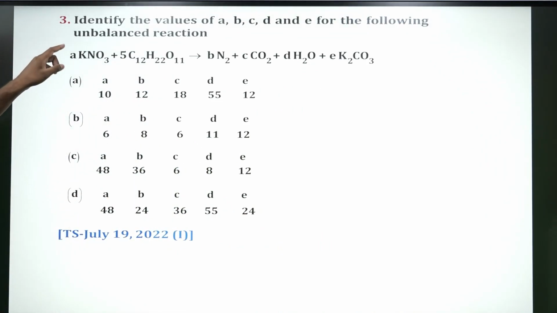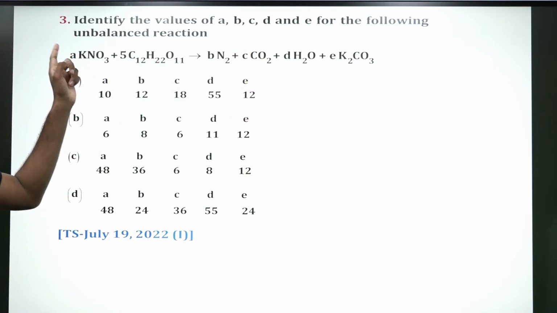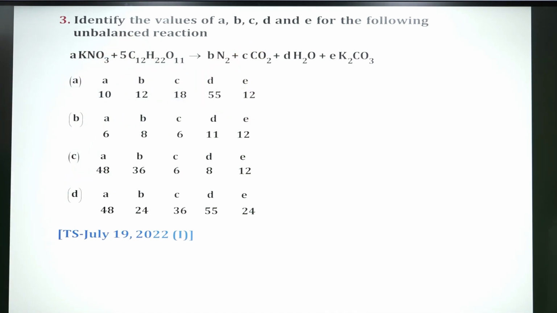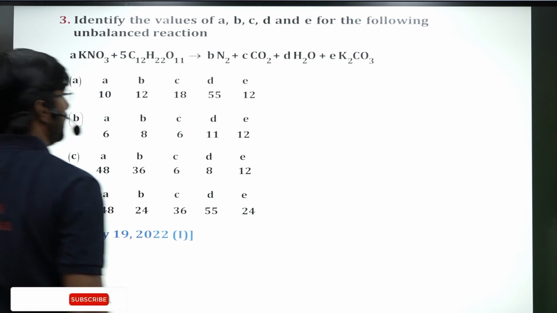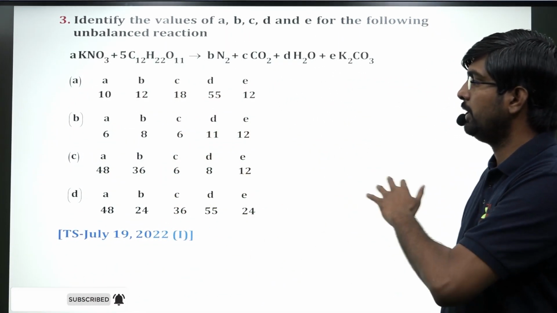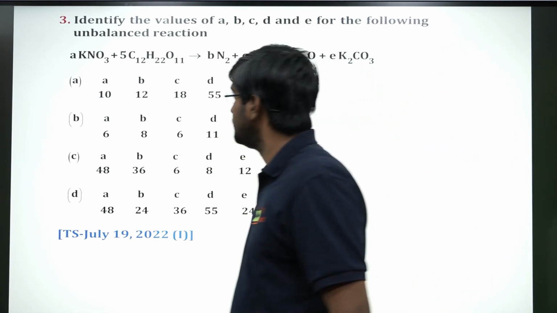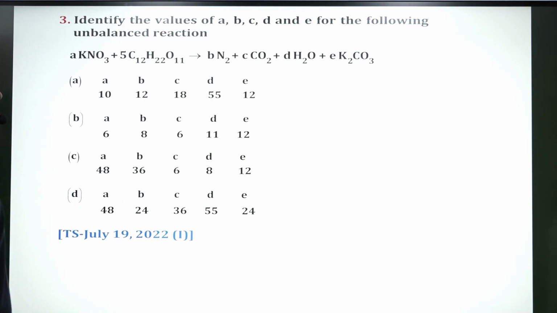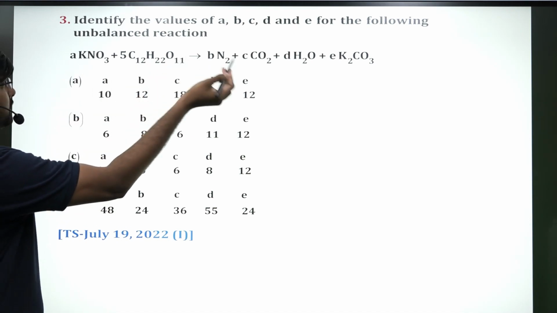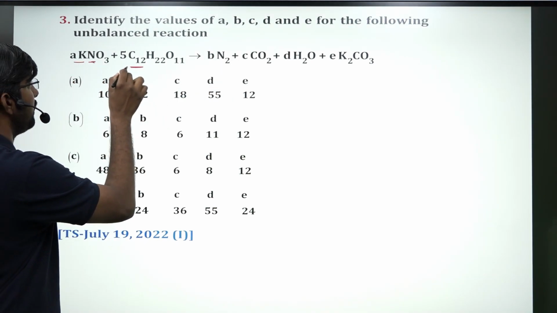Next, identify the values of A, B, C, D and E for the following unbalanced reaction. So here this is the unbalanced reaction and they have given the stoichiometric coefficients of each and every reactant and product. Very simple in this type of questions if you find in the exam. First focus on the elements other than oxygen and hydrogen. Here, other than oxygen and hydrogen, we have potassium and nitrogen and carbon.